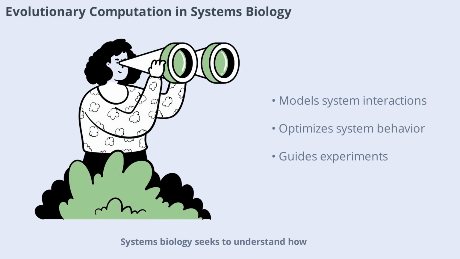Systems biology seeks to understand how biological components interact to form complex systems. Evolutionary computation helps model these interactions, optimize system behavior, and predict responses to changes. By integrating data from multiple sources, algorithms can reveal emergent properties and guide experimental design.